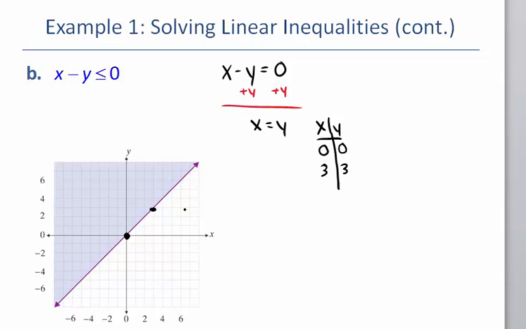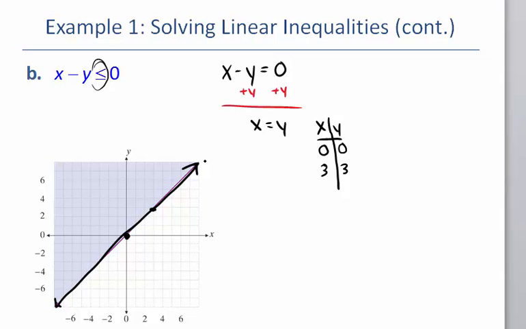Now again, do we need to draw a solid line or a dotted line? And we look at our inequality here, remembering that if it is less than or equal to, the equal to is what causes the difference. Then we make a solid line. And so we can go ahead, just like we have on the picture, and make a solid line right there.